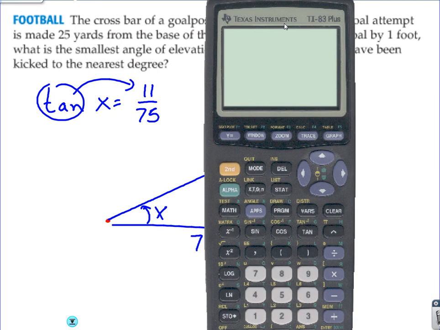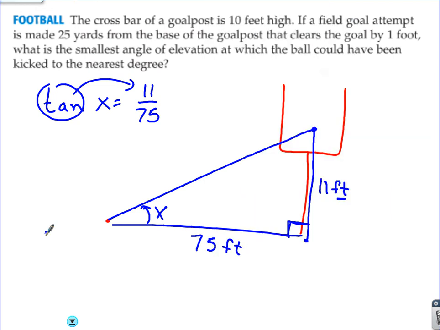How do I move tangent? Remember what it was called? Inverse tangent, good. So I'm going to do the inverse tangent of 11 over 75. And you get 8.3. So to the nearest degree, that's about an 8-degree angle.